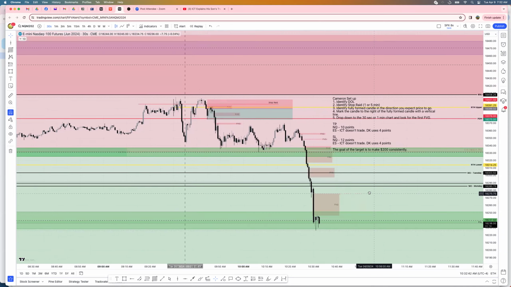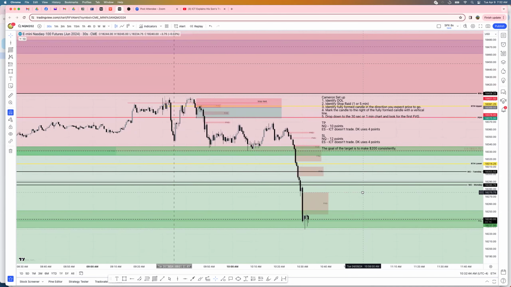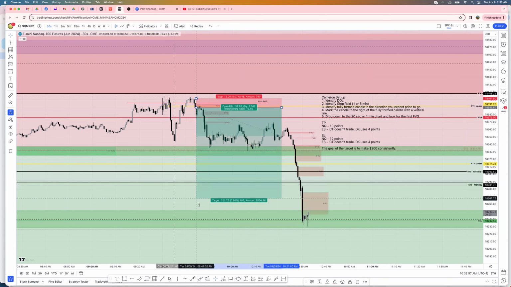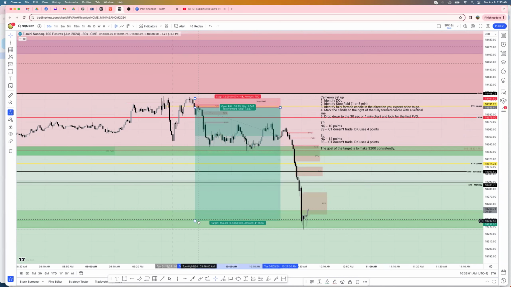Does anybody have any questions or anything? And we just hit previous day low. Yes. So now, as you progress, that can be your target. Look at that. Previous day low, right, Sean? What's the risk to reward? 12 to 1. Woo.